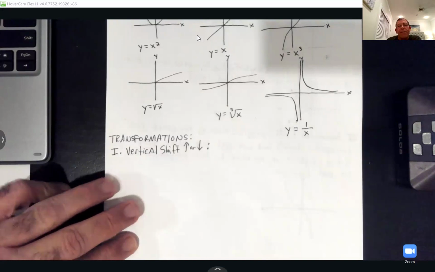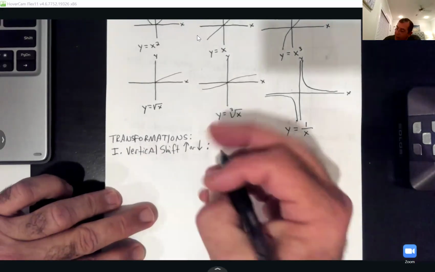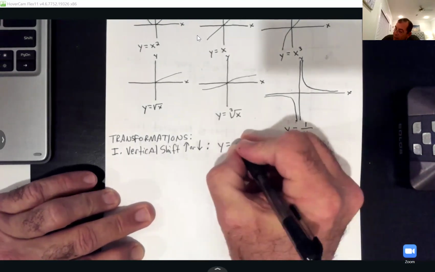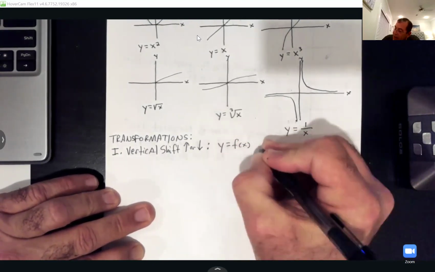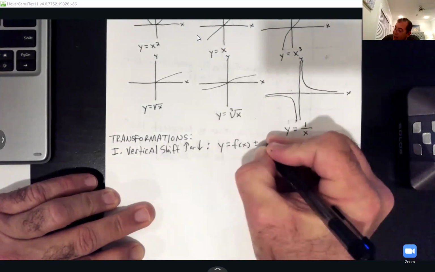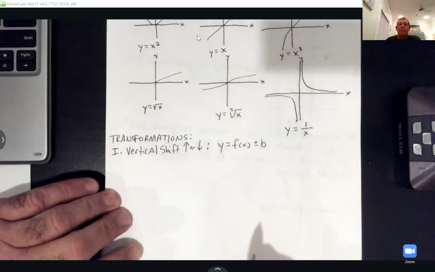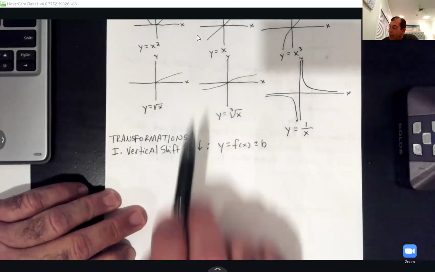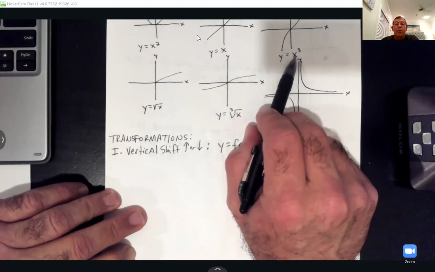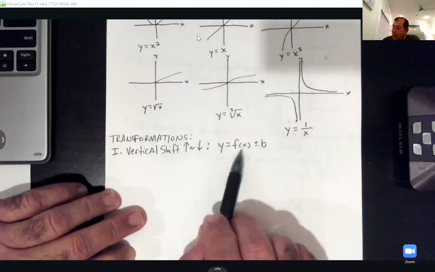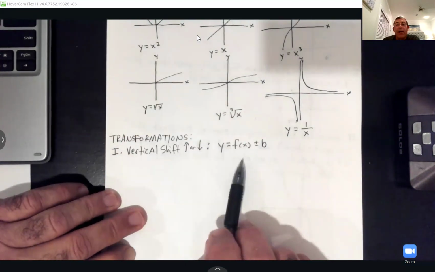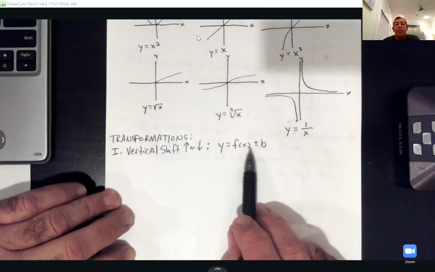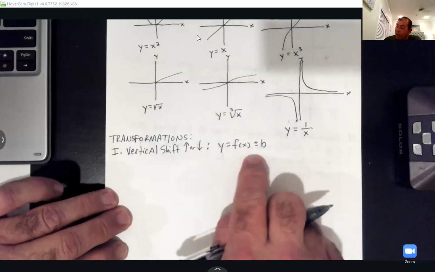So for a graph to be moved up or down, it'll be in this form: y equals f of x plus or minus some number. So f of x would be the x squared, the x cubed. Okay, so we're taking x squared, say, and we're adding a number to it, or we're taking the x squared graph and we're subtracting.